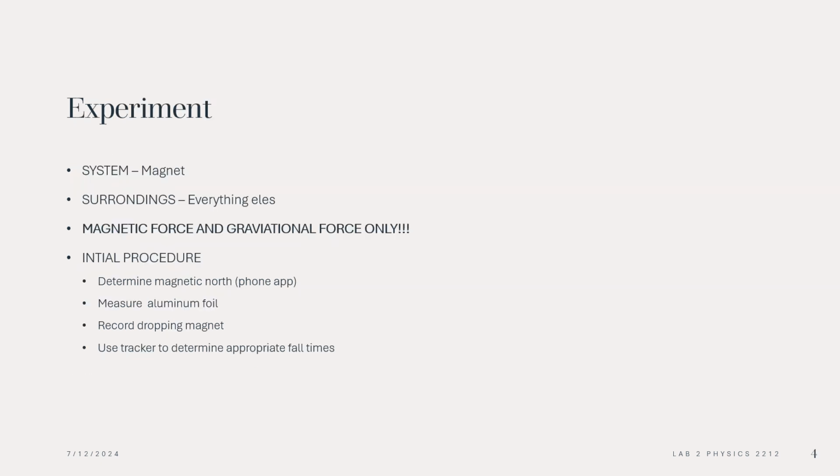Alright, so this is the experiment. Essentially, we took aluminum foil, made it into a tube, and dropped the magnet through it. That's pretty much all we did. Here the system is the magnet, and the surroundings are everything else, so we're going to have magnetic force and gravitational force only. For the initial procedure, we turned to magnetic north using the phone app, measured the aluminum foil, which we'll see in the next slide, and recorded the magnet as it fell.